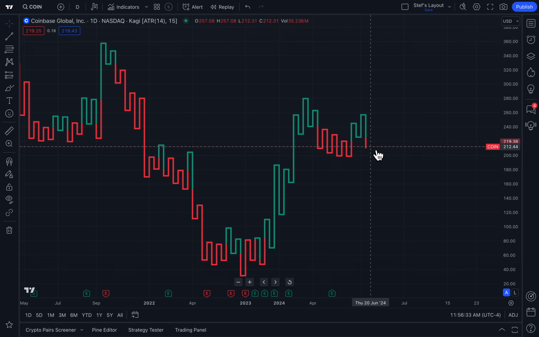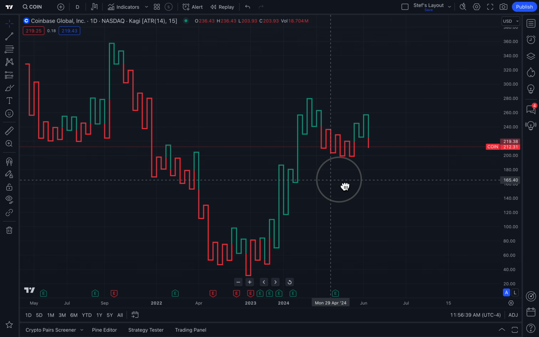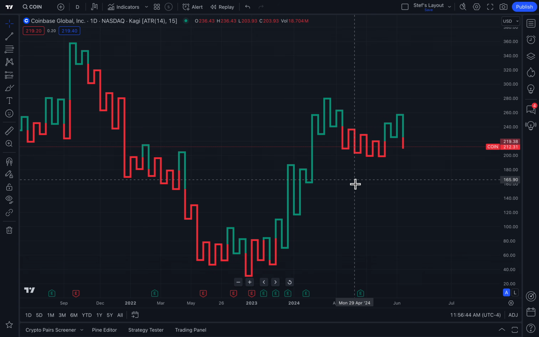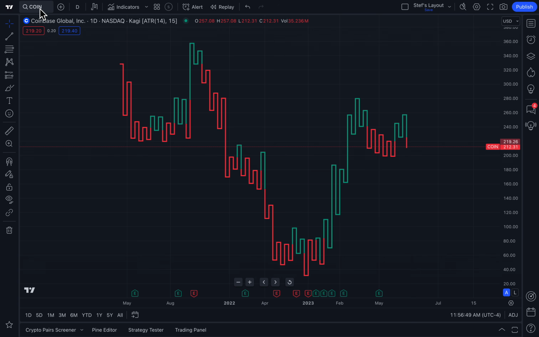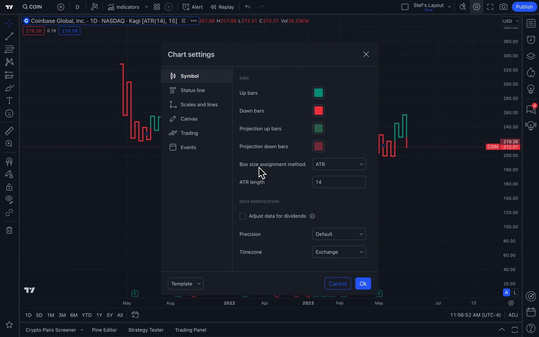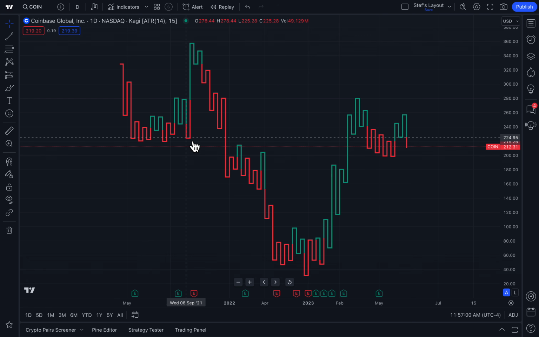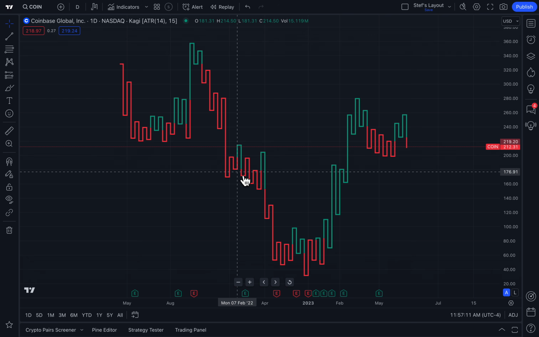And that is effectively another method for you to create a more smoothed out chart based off of the specific data points that you want to measure on the chart while removing time entirely. So what do we mean by that, removing time? Well, this is a daily chart of Coinbase. We've set our box size assignment method to ATR. Our ATR length is 14. You can see here how much data there is with each line marking a reversal. So only lines are drawn when there's a reversal, and those reversals are achieved depending on the ATR length that we have assigned. So you can see that there's a lot of information here quite condensed.